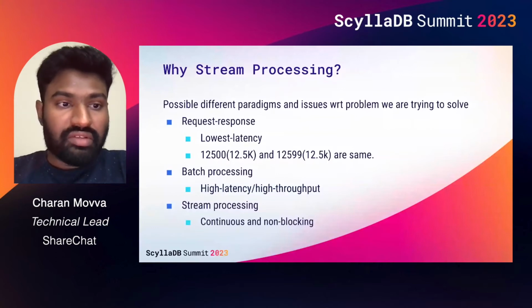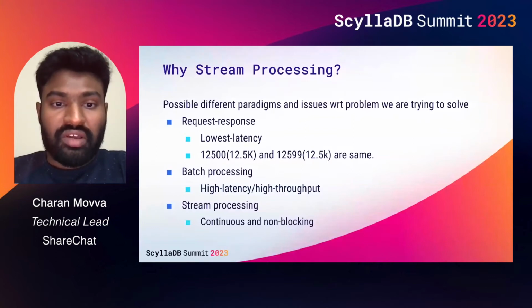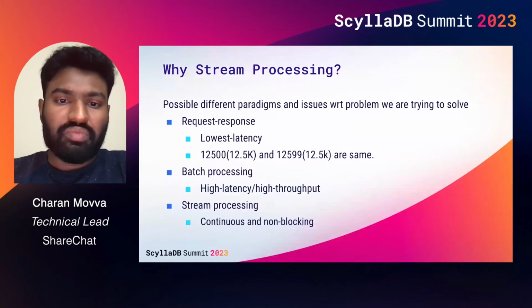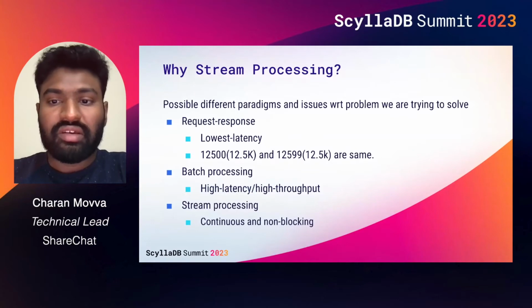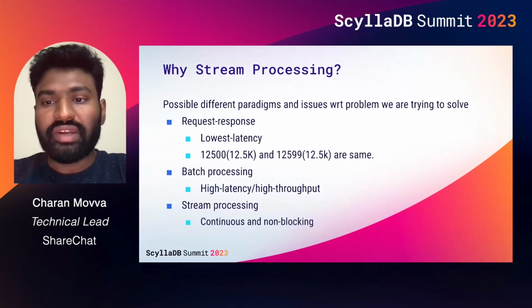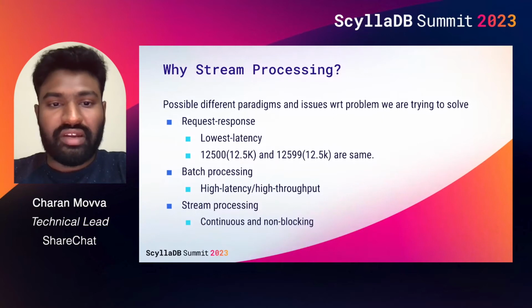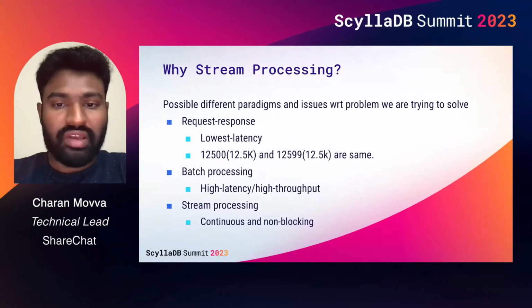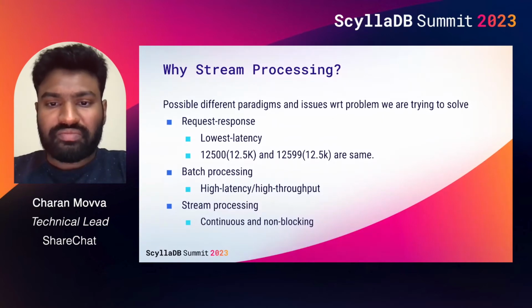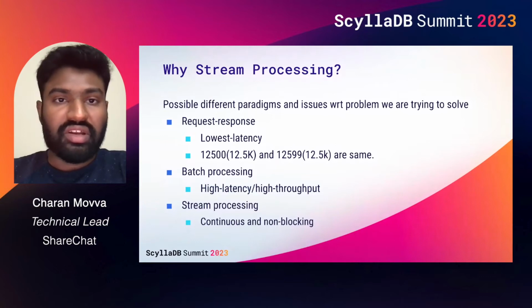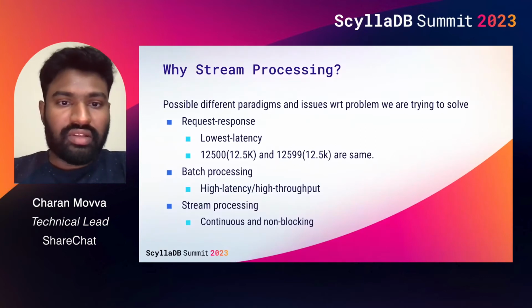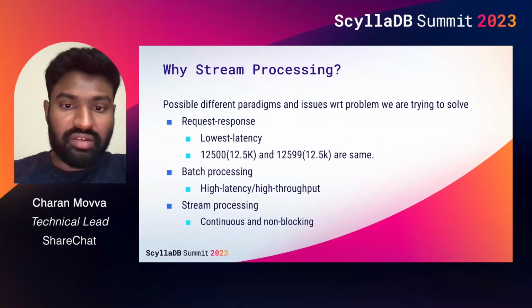So then we have stream processing. It is the processing of a data stream or an event stream, and by definition, a data stream is an unbounded data set, meaning infinite and ever growing. New records keep arriving, and this essentially fills the gap between the request-response and batching worlds, because it offers continuous and non-blocking processing of the data, and that is the reason why we went ahead with stream.